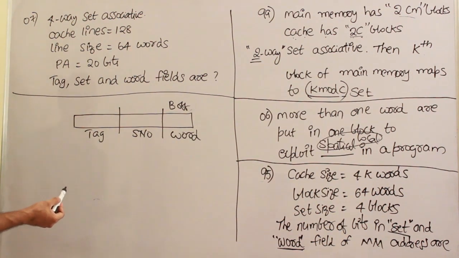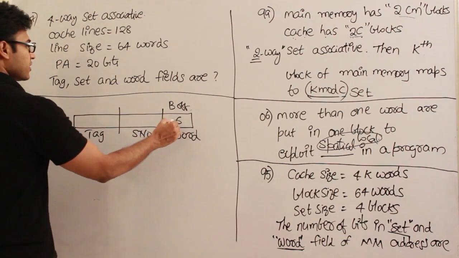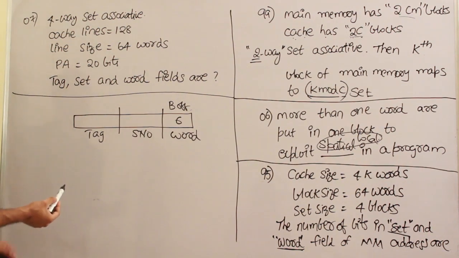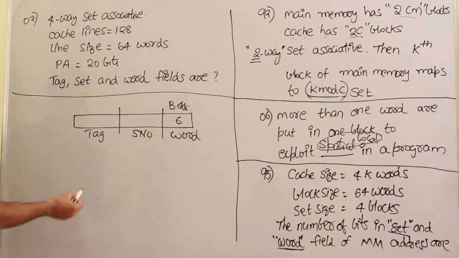Now cache lines are 128, line size is 64, right? Since the line size is 64, block size is 64 words, therefore 6 bits are required here. The number of lines in the cache is 128, and it is 4-way set associative.